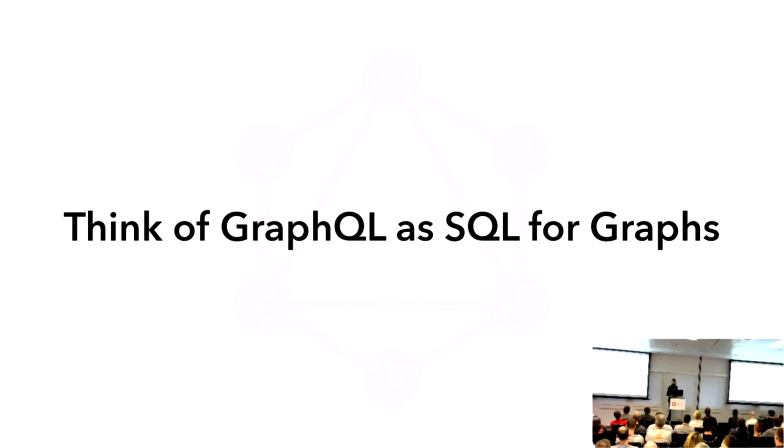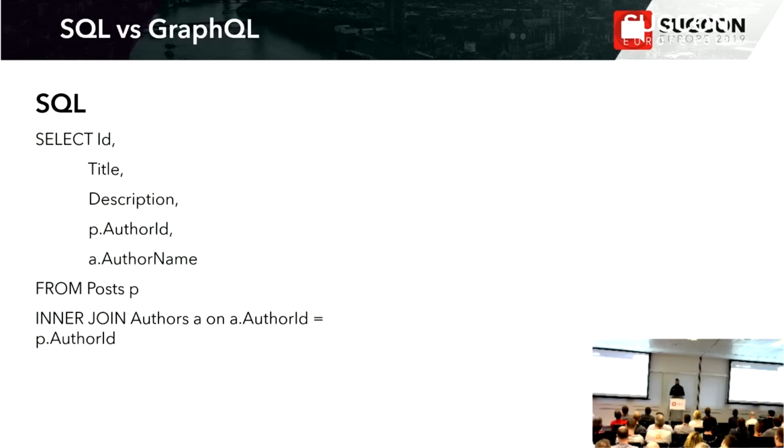To drive that home a little bit, here's an example of a SQL query. We're selecting a subset of fields here: ID, title, and description. And then we're doing a join for some author information, so we're getting the author name on this join.